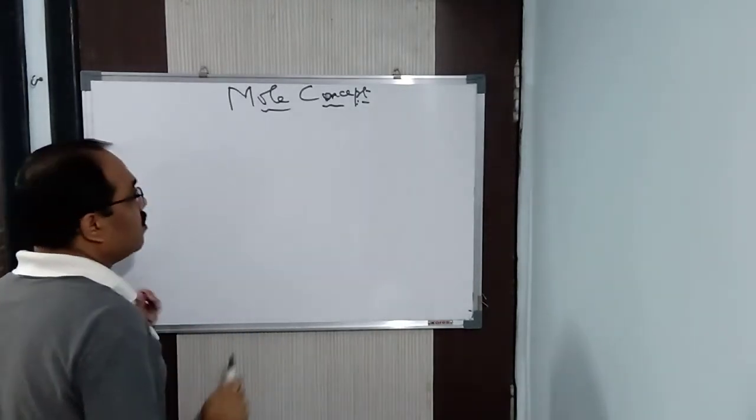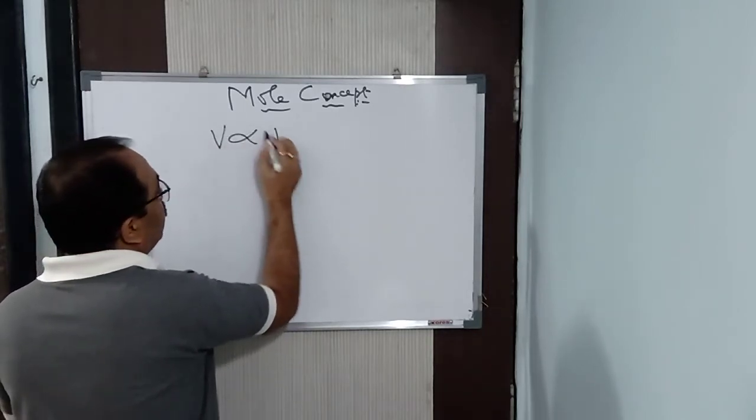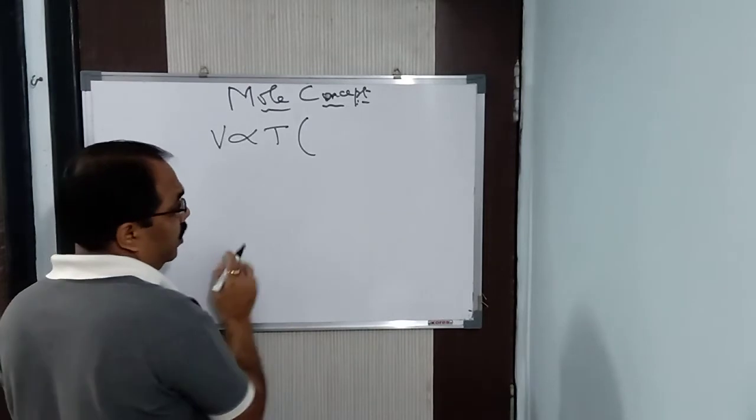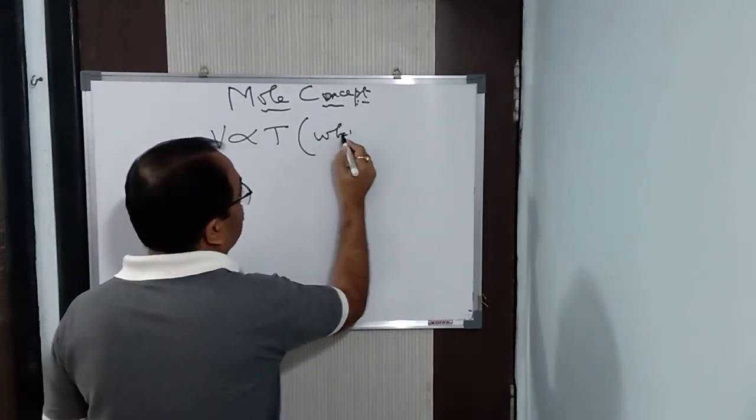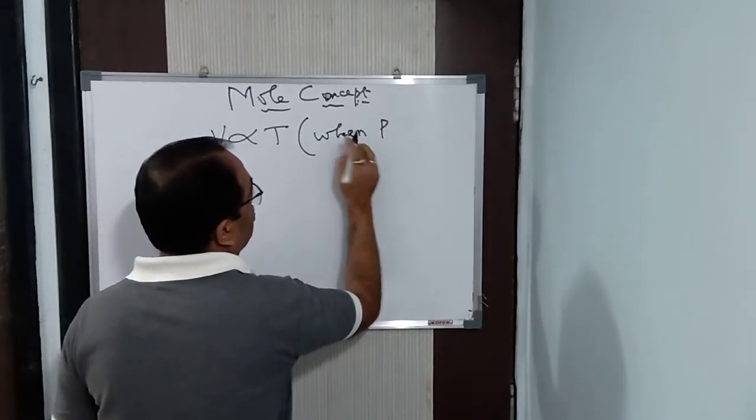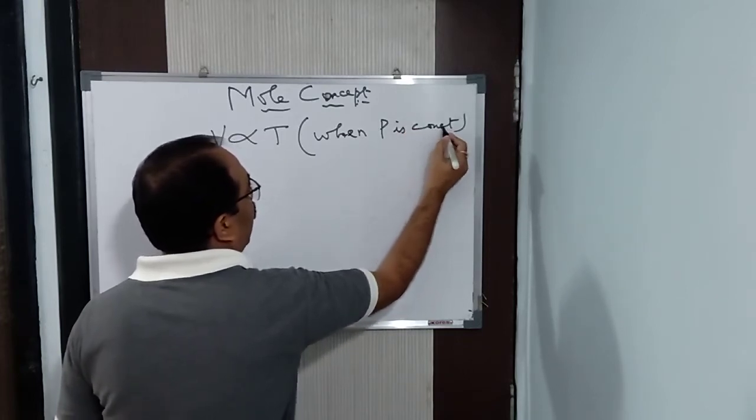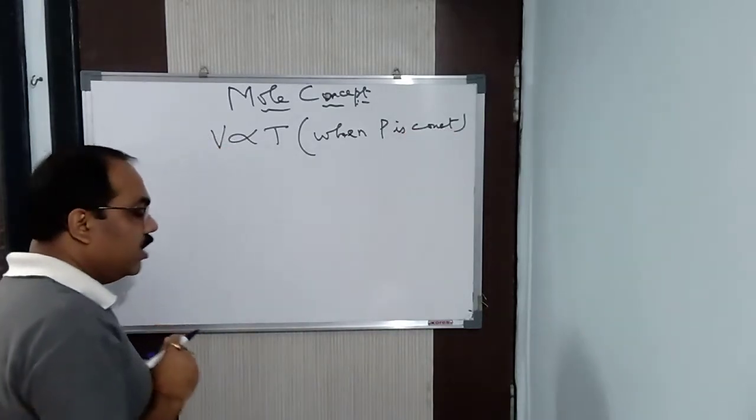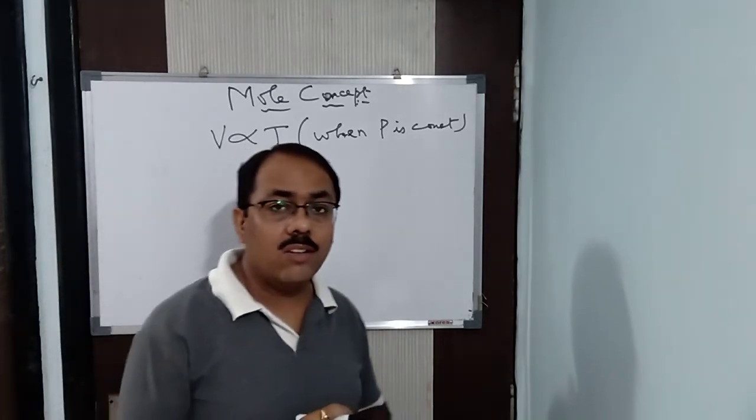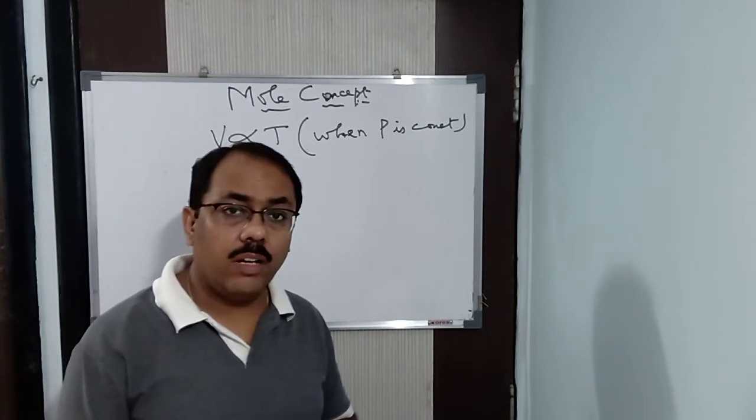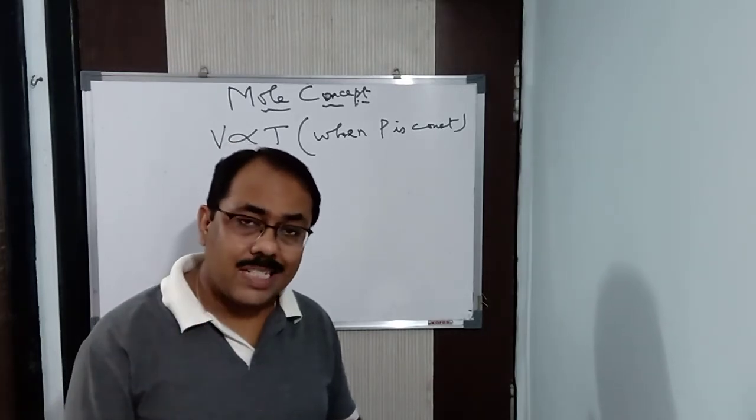Next is Charles' law. Charles' law says that volume is directly proportional to Kelvin temperature or absolute temperature when pressure is constant. Absolute temperature is nothing but on a scale where 0 Kelvin is minus 273 degrees Celsius. Why do we call it that? Because that is the lowest temperature.